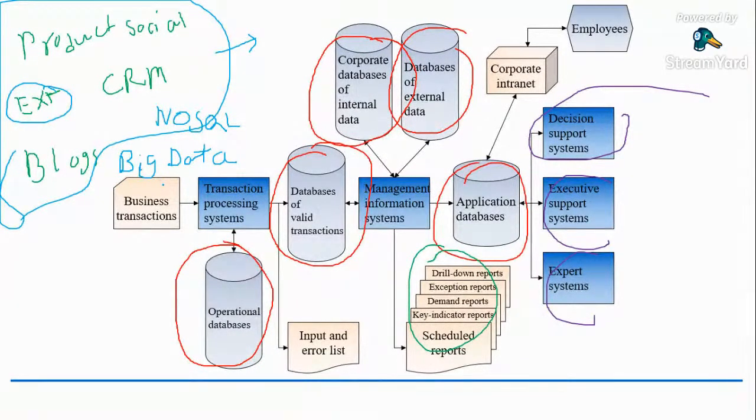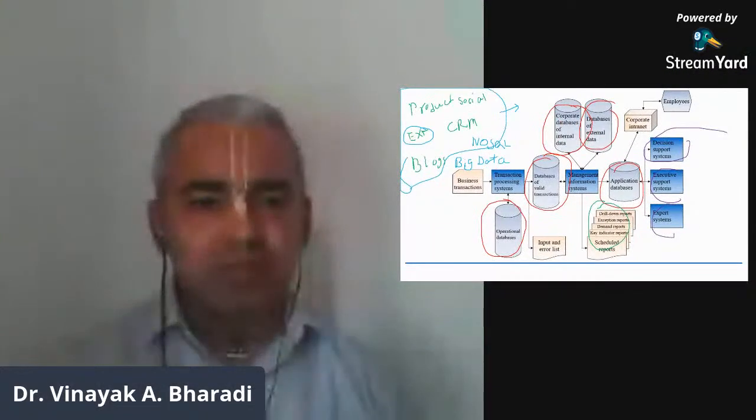So with this introduction, I will conclude today, because the next lecture we'll start with the initial topics of database management. Today we concluded chapter 1. Then we discussed how databases and big data aspects play a key role in the management of information systems.